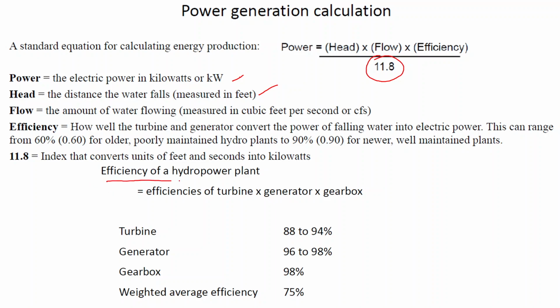Another thing is the efficiency of a hydropower plant. As I told earlier, efficiency depends on the efficiency of different working equipment and machines. So it is the efficiency of the turbine into the efficiency of the generator into the efficiency of the gearbox. If we multiply all these three, we will get a weighted average efficiency. Suppose we take 88, 96, and 98, so it will be 0.88 into 0.96 into 0.98. That will be the weighted average efficiency.